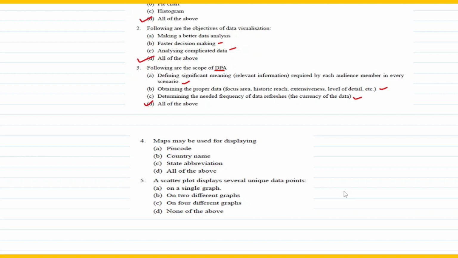Maps may be used for displaying pin code, country name, state abbreviation, all of the above. It can be used for all of the above. 10.4 we have already covered that. A scatter plot displays several unique data points on a single graph, on two different graphs, on four different graphs, none of the above. Scatter plot 10.3 that we discussed, it simply says all the points or all unique data points are to be represented on a single graph. Hence A is the correct answer.